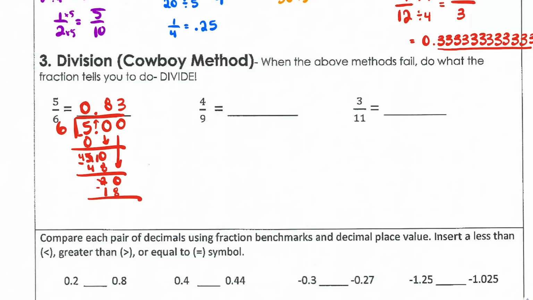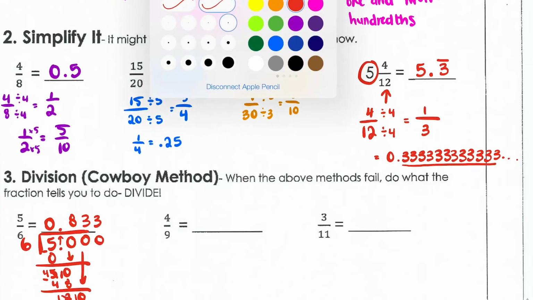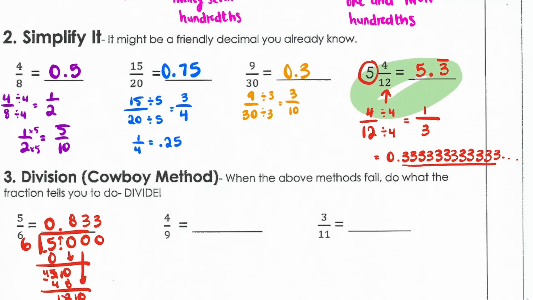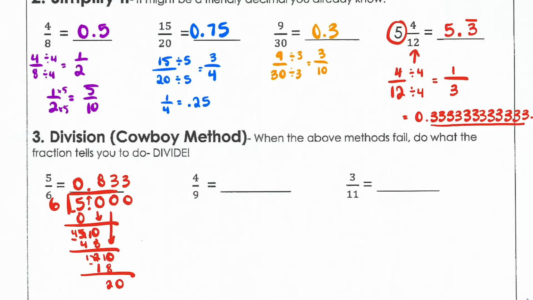I need to borrow again. That becomes a 1. That becomes a 10. That becomes a 2. Uh-oh. What's happening? 6 goes into 20 three times. I think I might get one of these pesky repeating decimals, just like we did over here. So instead of just writing 3's over and over, I'm going to put that little bar above the 3, because the 3 is repeating over and over.